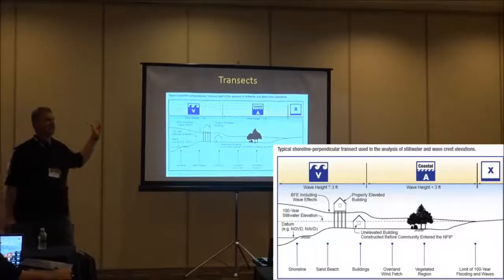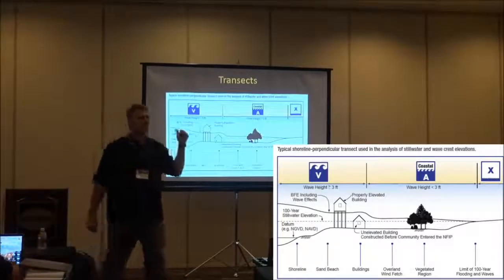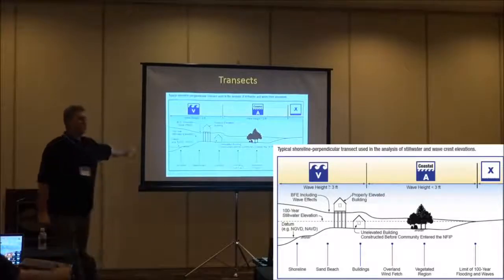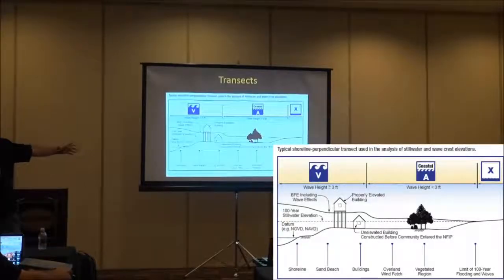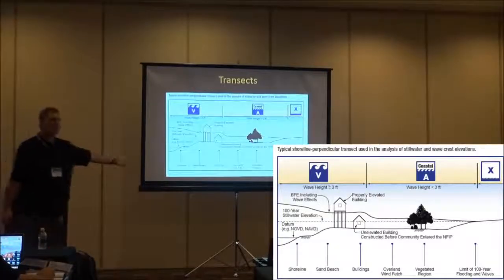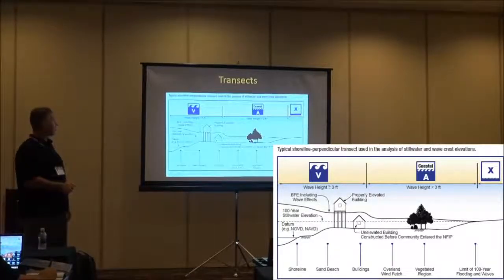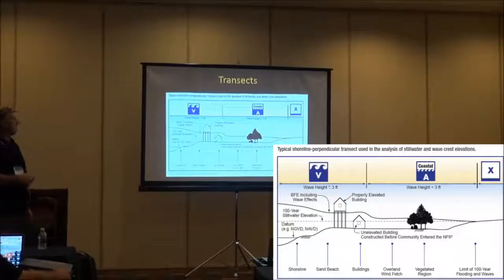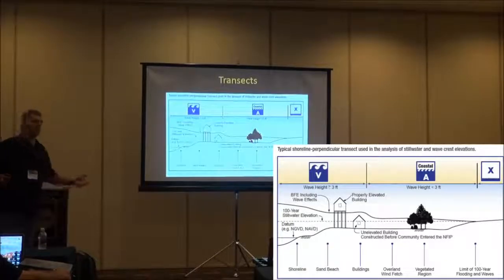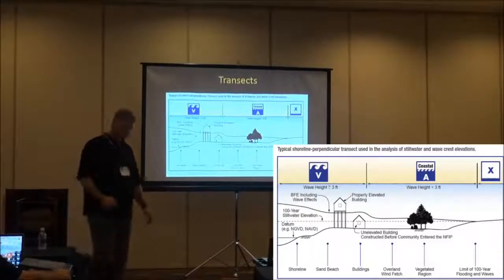So following up, right before the break we talked about cross-sections and transects. Transect is just our coastal application. So our transect basically shows the profile going up the beachhead, if you will. It's all the way from out here past the shoreline up to our limit of wave action. And once again, you see in here we delineate velocity zone, which is what? Wave height greater than 3 feet. Coastal A, wave height less than 3 feet. And then our X zone, supposedly where we're not going to have any flooding.